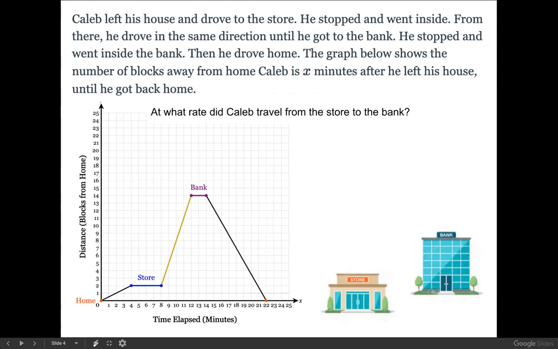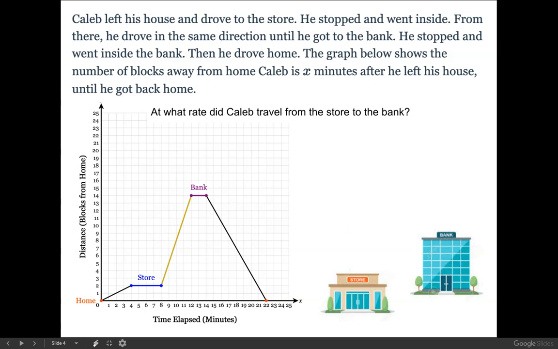Let's look at the next example. Caleb left his house and drove to the store. He stopped and went inside. From there, he drove in the same direction until he got to the bank. He stopped and went inside the bank. Then he drove home. The graph below shows the number of blocks away from home Caleb is X minutes after he left his house until he got back home. At what rate did Caleb travel from the store to the bank?